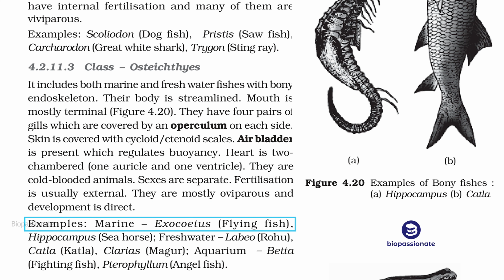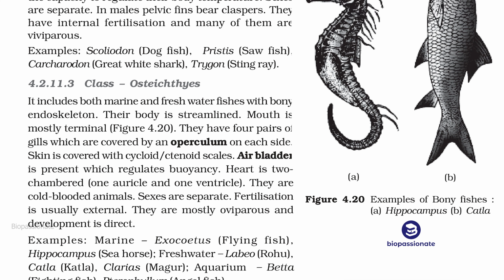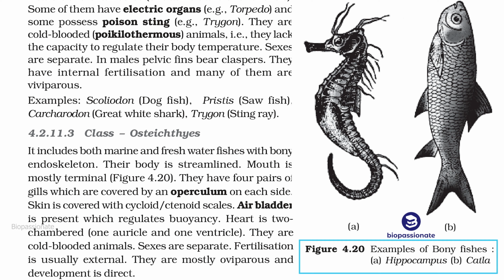Examples: marine, Exocoetus, flying fish; Hippocampus, seahorse; freshwater, Labeo, rohu; Catla; Clarias, magur; aquarium, Betta, fighting fish; Pterophyllum, angelfish. Figure 4.20. Examples of bony fishes: A. Hippocampus, B. Catla.